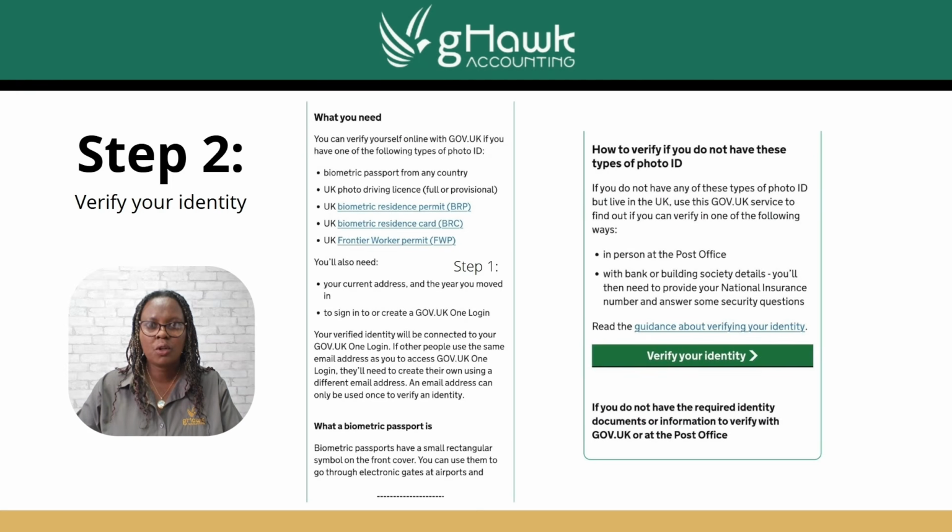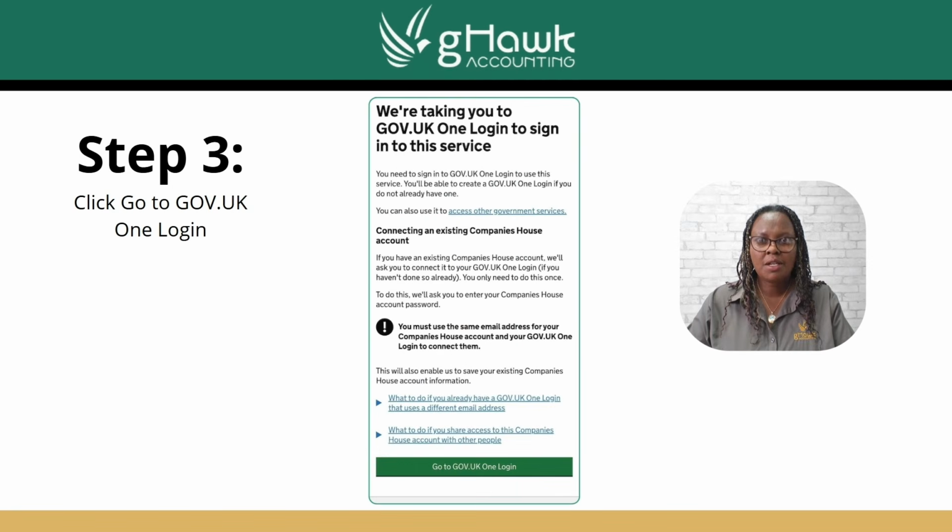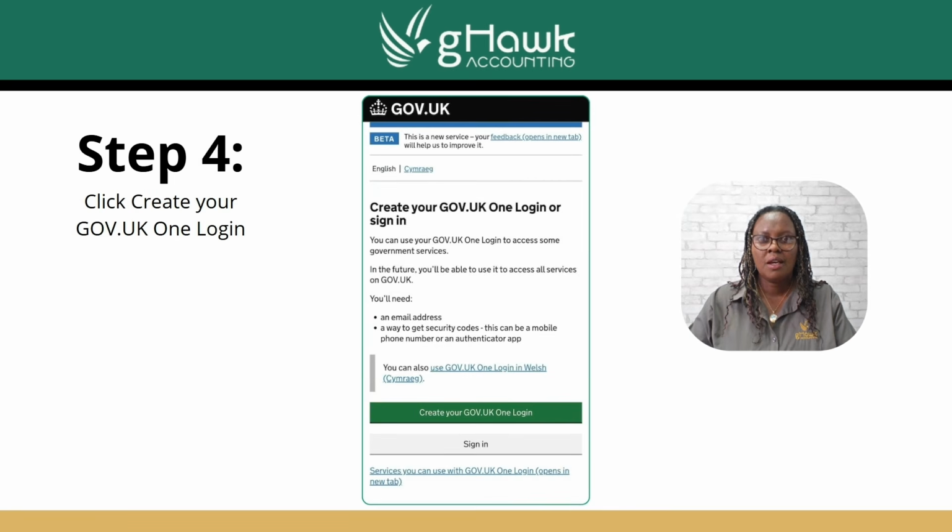Second step, scroll to the bottom and click Verify Your Identity. You will then be redirected to gov.uk login. You must use the same email address for your Companies House account to set up your gov.uk one login. Once you have your email address, click Go to gov.uk login. If you already have a gov.uk login, you can click sign in, otherwise click Create your gov.uk login.